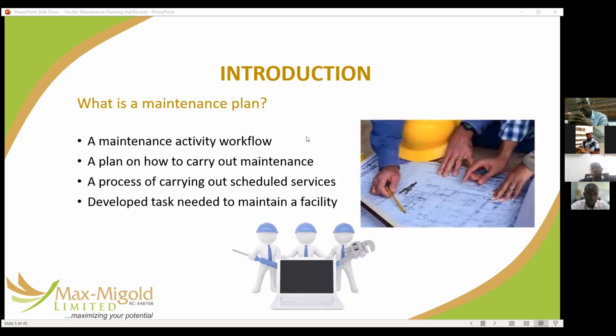Now, what is a maintenance plan? Every facility operation and maintenance requires planning. These are not something we just dump into, or just try to do what we call a fire brigade approach. When you have a very good maintenance plan in place and you carry out your maintenance activity when it is required, you stand the chance of having what we call a safe environment. Then two, you get what we call effectiveness as far as your maintenance or asset is concerned.